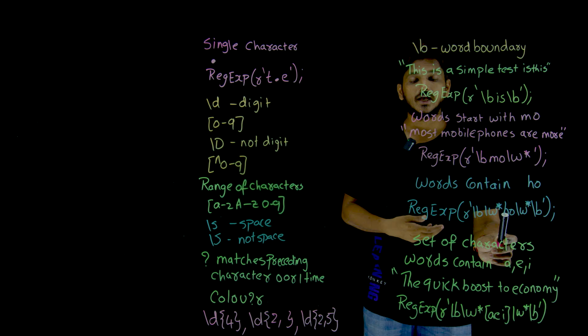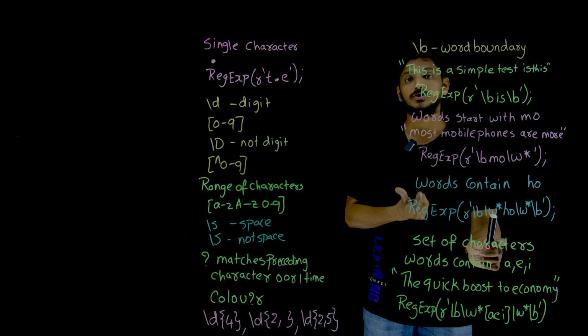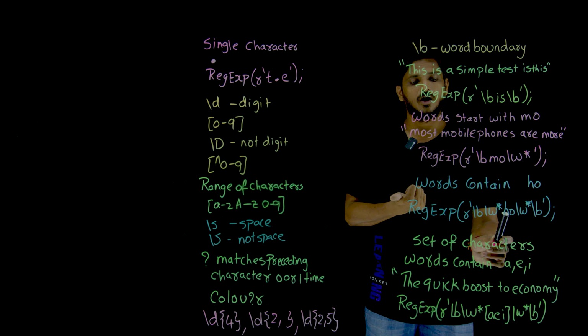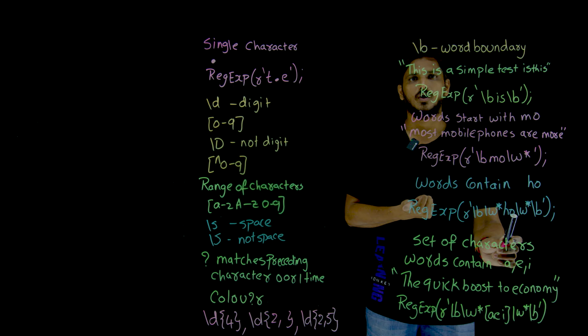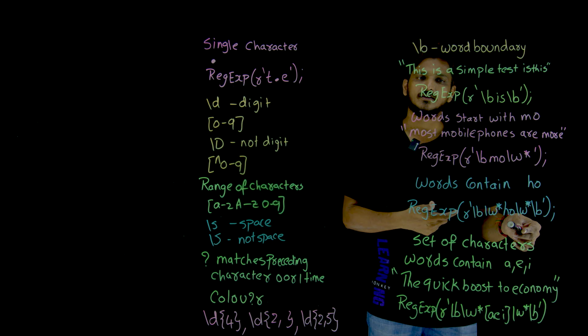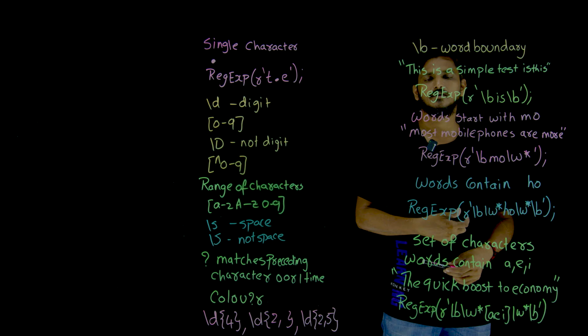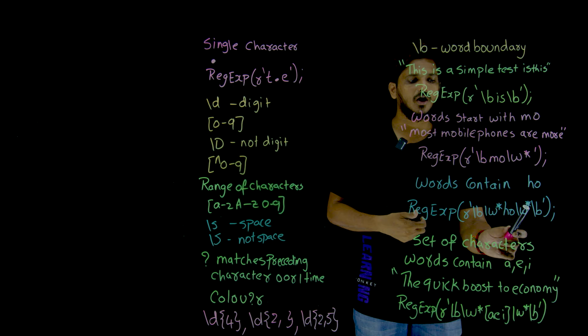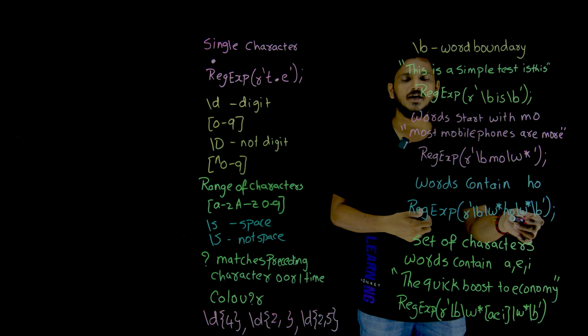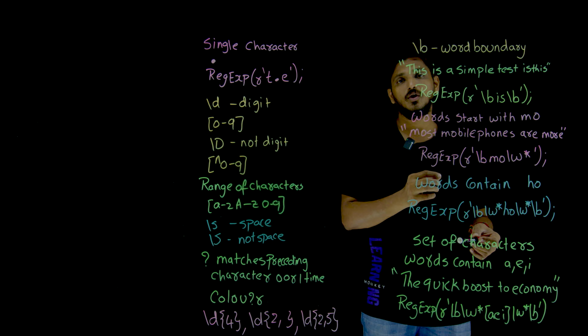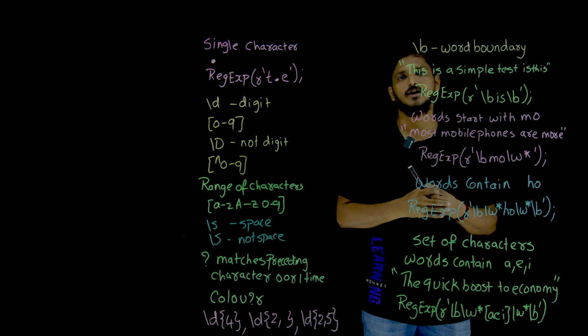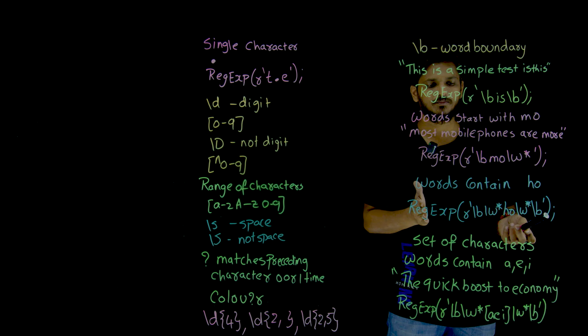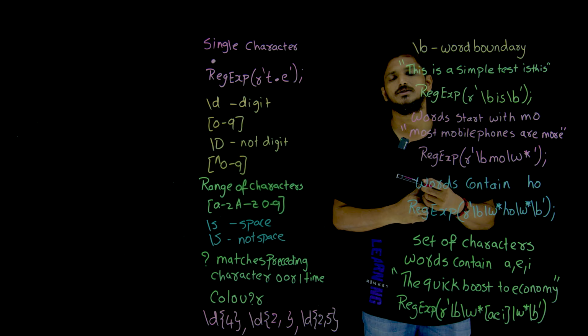Some words may start with HO, and then this is going to take zero characters. For example, "horse": HO, and after that you can have any number of characters, \w star. So this is how we write it. This is going to identify the words that contain HO anywhere in the word. It may be in the beginning, in the middle, or in the end.